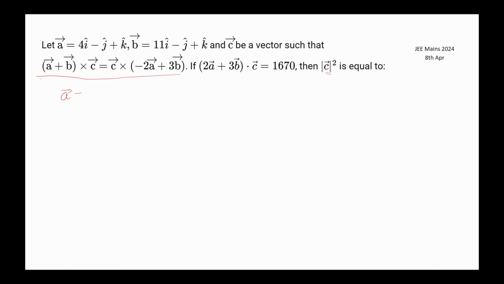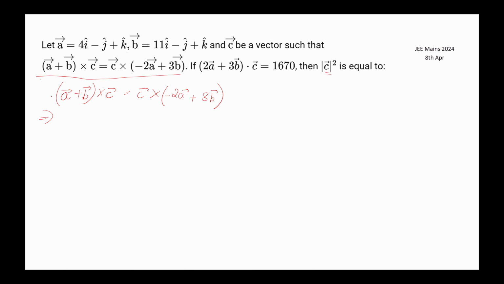We've been given A vector plus B vector cross C vector is equal to C vector cross -2A vector plus 3B vector. So from here, let us first try to convert both these sides in the same format. That means on one side, if we have A cross B, then let us create the other side also A cross B. So how can we do that?